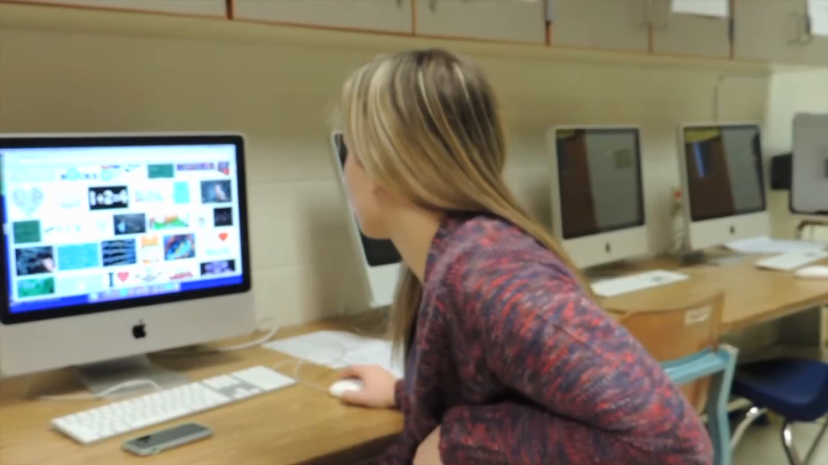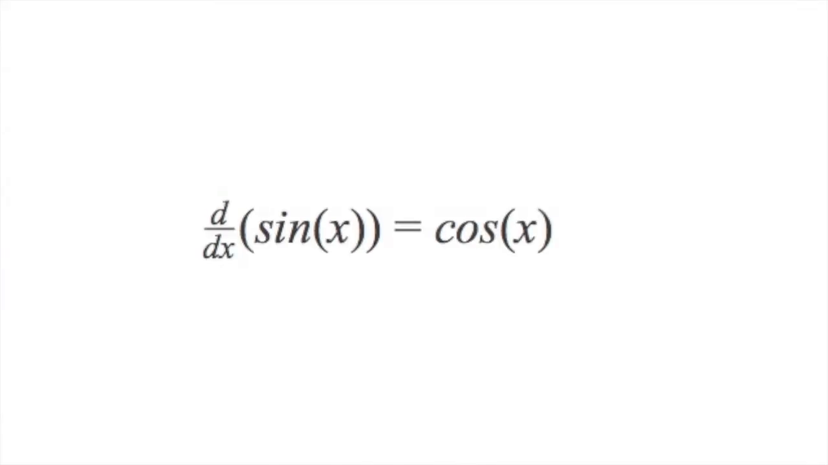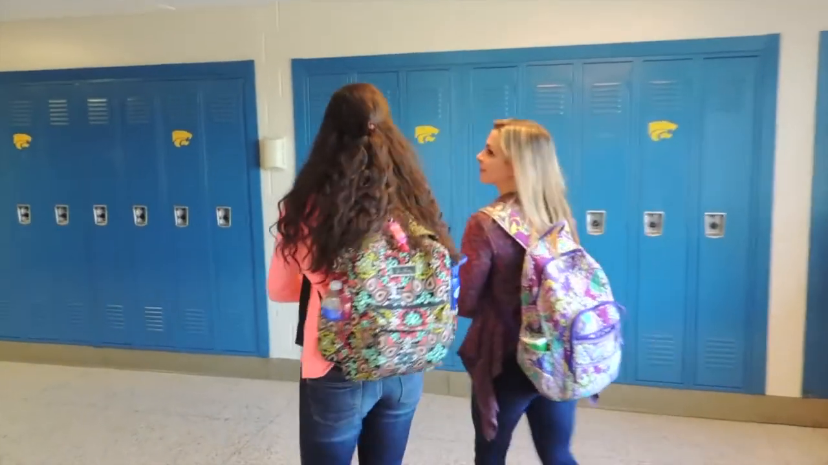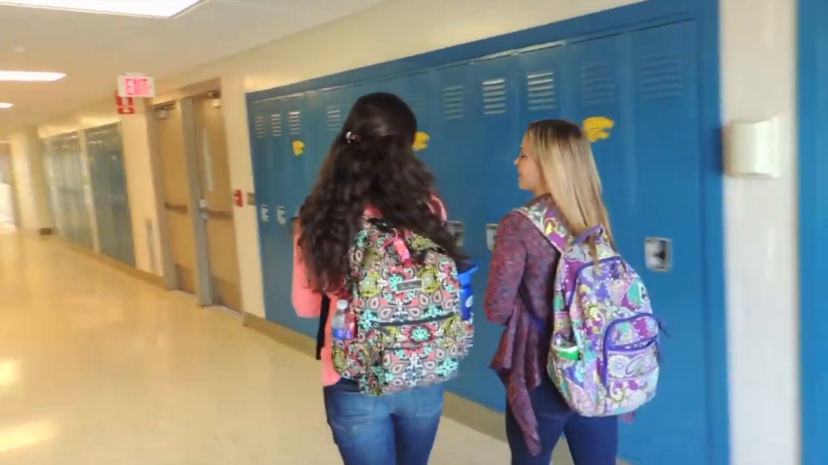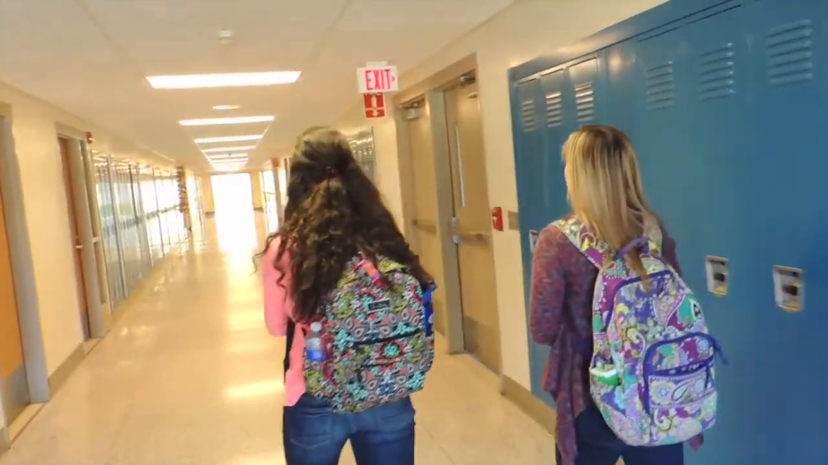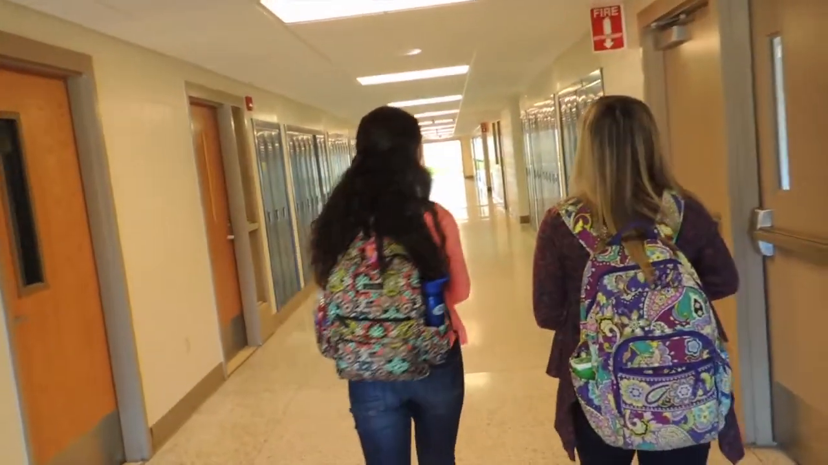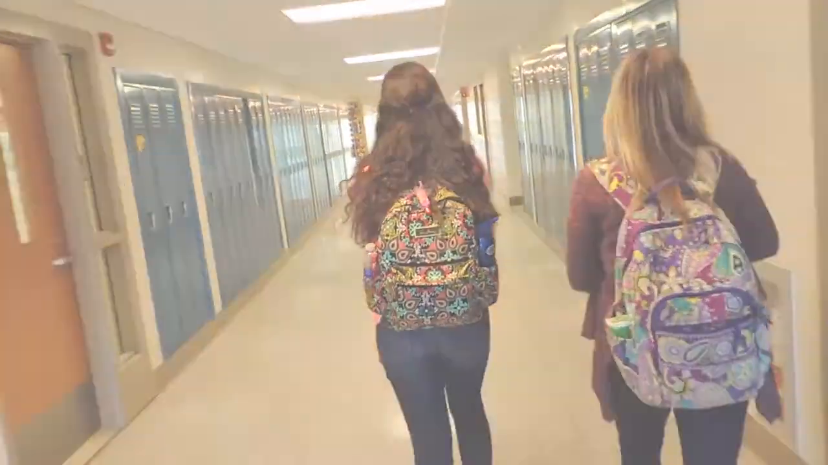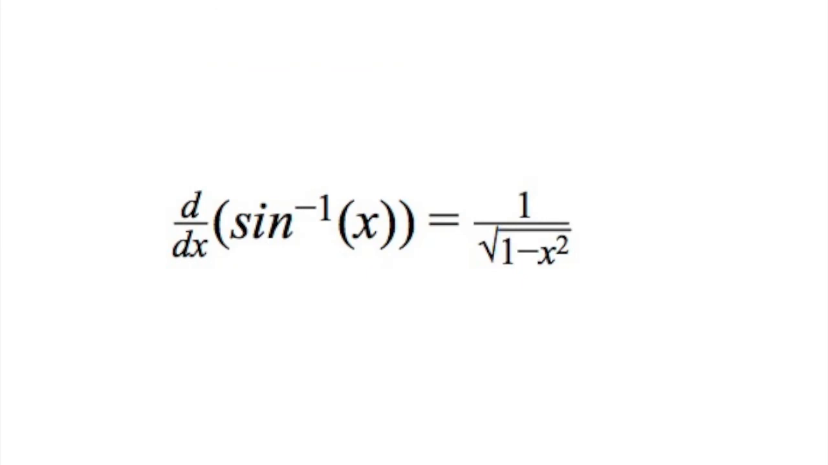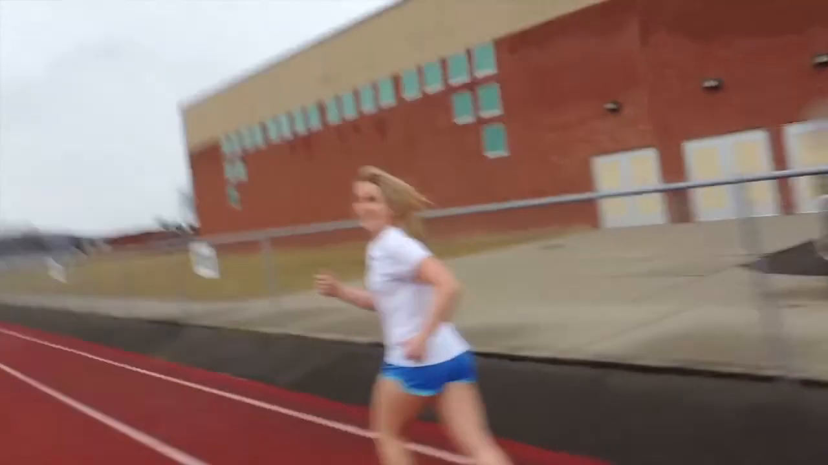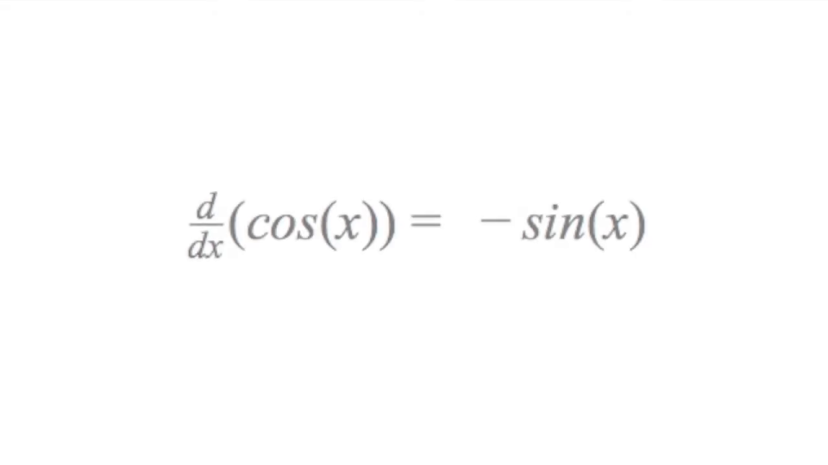Beautiful. Hey Lexi, do you have all your derivatives memorized? Yeah. What's the derivative of sine? Cosine. Did you study for your physics test? I did. Do you know the derivative of sine? Oh, yeah, of course you do. It's 1 over radical 1 minus x squared. You've come so far. Lexi, what's the derivative of cosine? Negative sine.